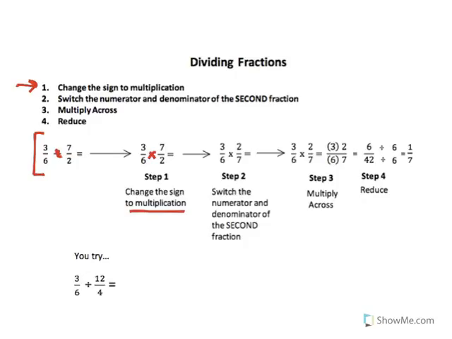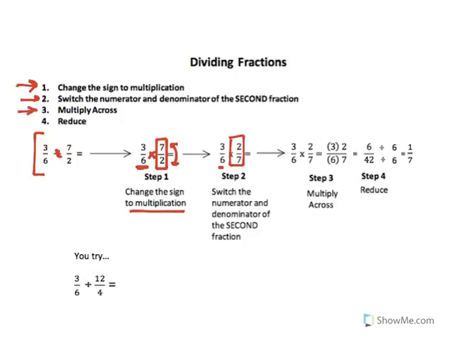Step 2, I switch the numerator and denominator of the second fraction. I do not change this one. Solamente esta fracción. Only change this one. So 3 over 6 stays the same. I switch the numerator and the denominator, and I get 2 over 7.